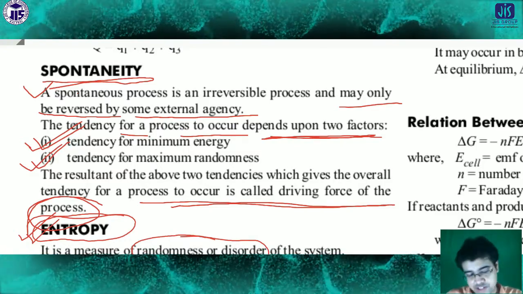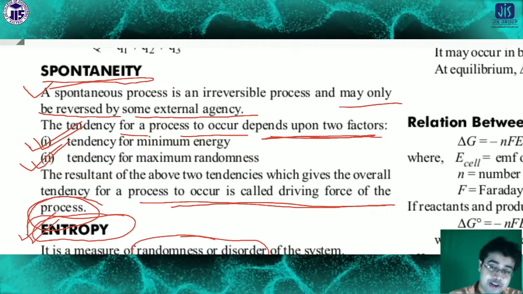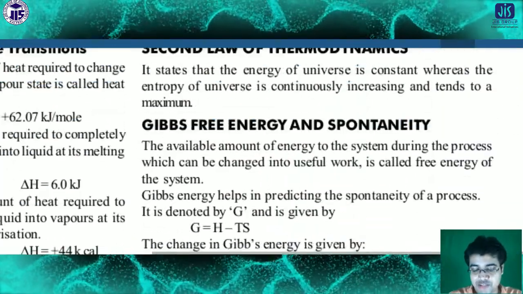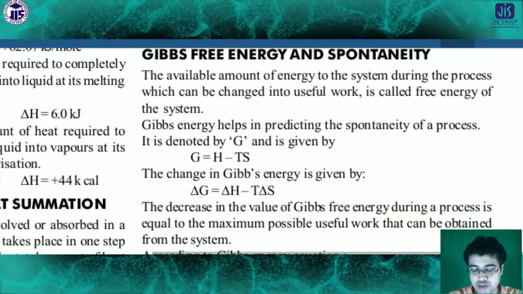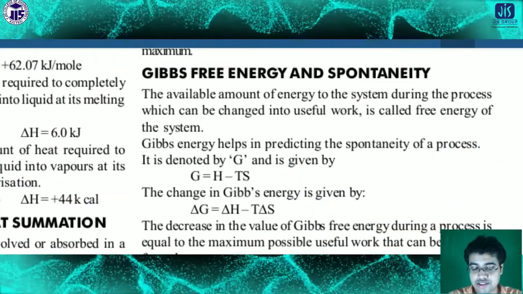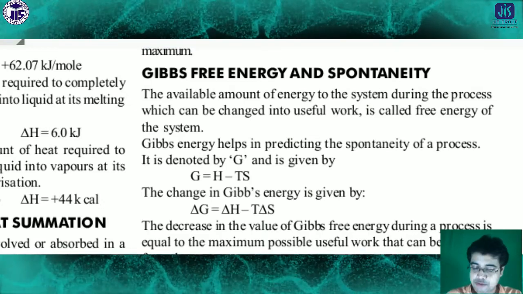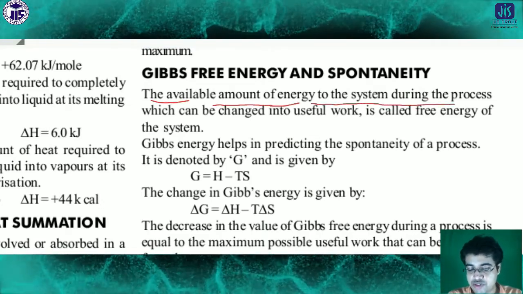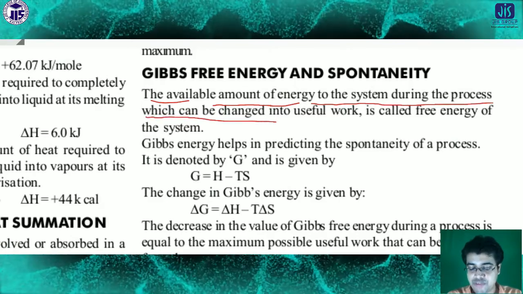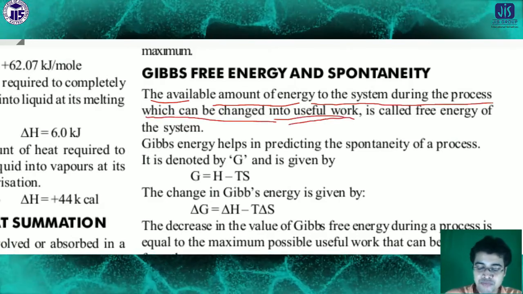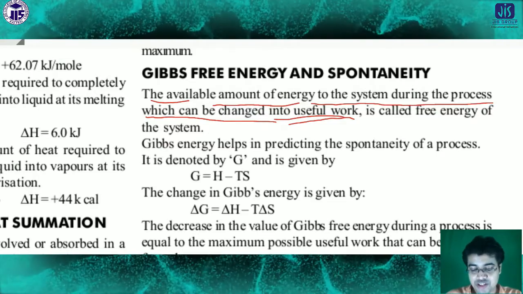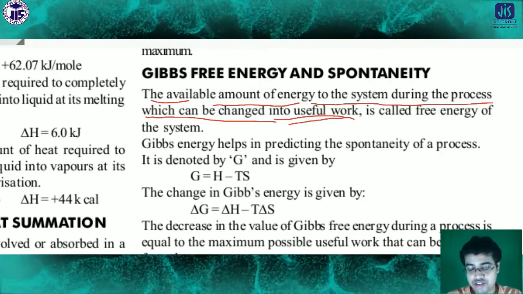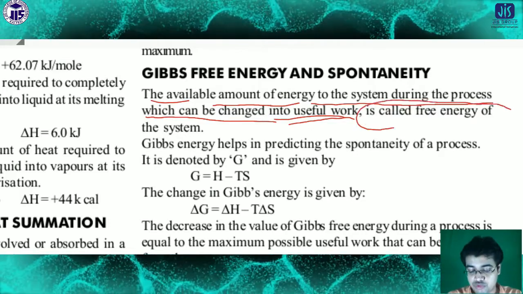Spontaneity is very, very important. You have to understand properly what spontaneity is, because depending on it there is a next topic which is very much important, and this is the Gibbs free energy. So Gibbs free energy is the available amount of energy to the system during the process which can be changed into useful work. This is called the free energy of the system.